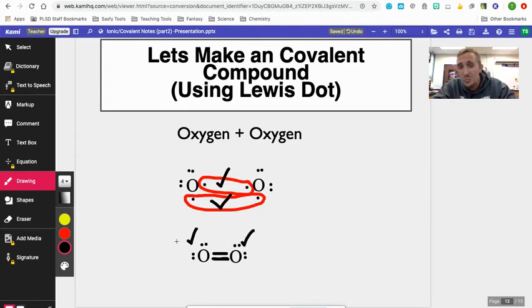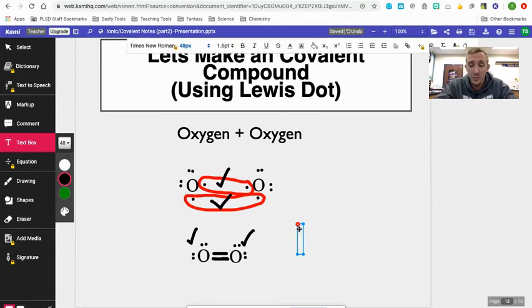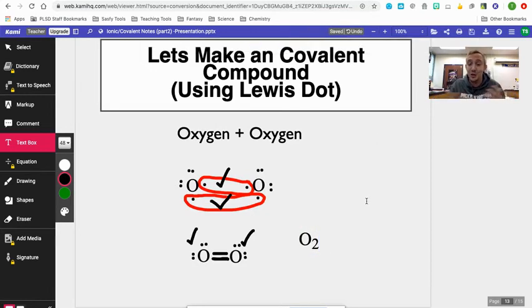And so this would be my covalent compound for oxygen. And so how we would write this would be O, and how many do we have? 2. This is going to be O2, and this is actually the molecule that we breathe.